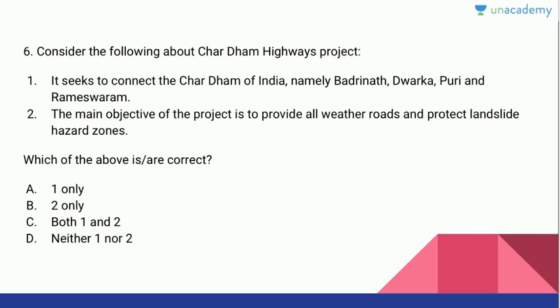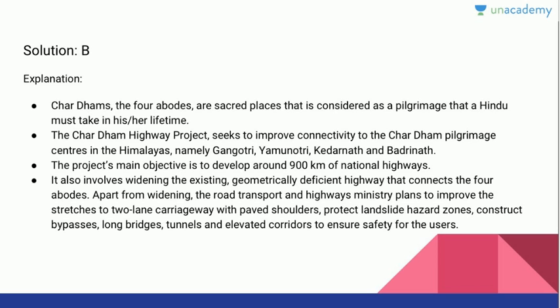The main objectives of the project are to provide all-weather roads and protect landslide hazard zones. Which of the following is correct? Only B is correct, because it wants to connect Gangotri, Yamunotri, Kedarnath and Badrinath. They are basically in the Himalayas. Dwarka and Puri are all over India. So the first is wrong. Char Dham means the four abodes.